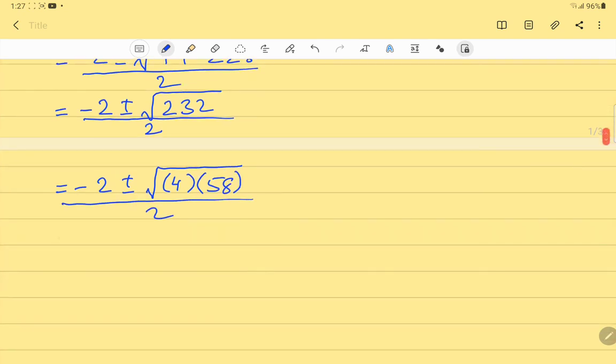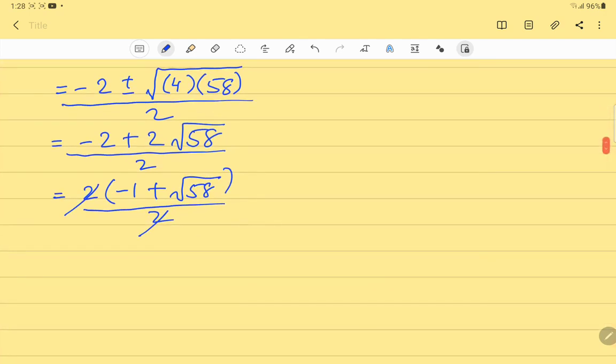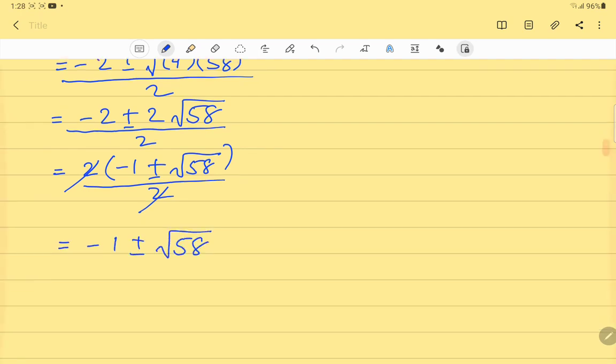Square root of 4 will be 2, which we will take out. So minus 2 plus minus 2 square root of 58 over 2. Now 2 is common here. So minus 1 plus minus square root of 58 over 2. This 2 will cancel with this 2. So we are left with minus 1 plus minus square root of 58.